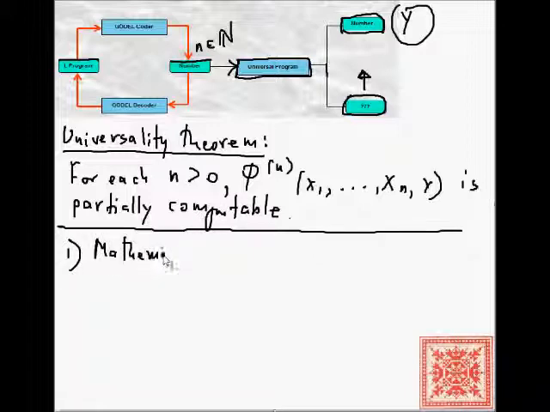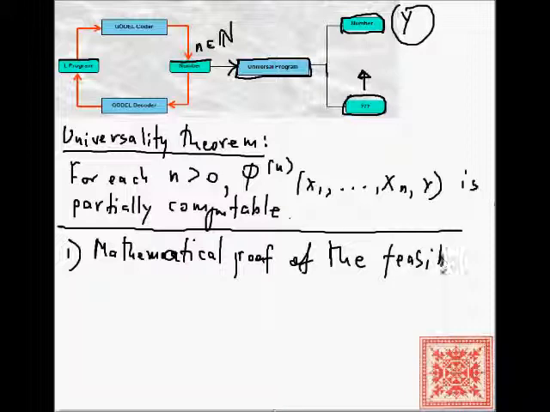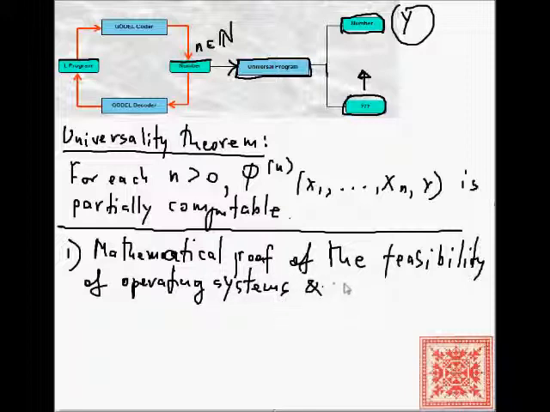So what does this theorem give us? It essentially furnishes a mathematical proof of the feasibility of operating systems. Partially computable means that it can be computed by an L program. So we can write an operating system that will take an arbitrary program and run it on its arguments. So that's what this theorem actually shows, or can be an interpretation of this theorem.